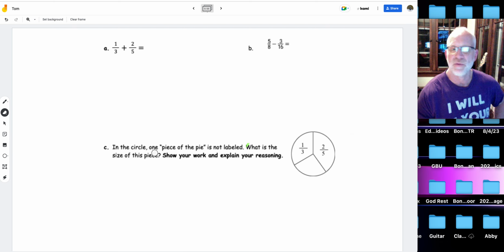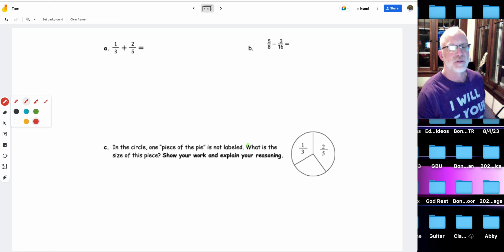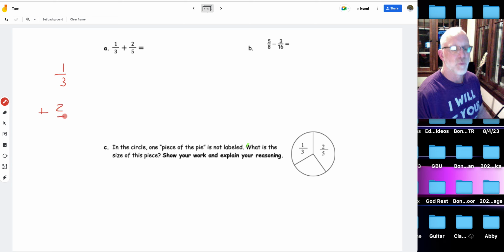Assessment question number 4. So this one was, what is 1/3 plus 2/5? So I looked at it like this. I said, well, what's 1/3 plus 2/5? And then I asked myself, well, what do 1/3 and 2/5 go into? And I said, well, I went 3, 6, 9, 12, 15, and then I went 5, 10, 15, and I said, ooh, they both go into 15, right?